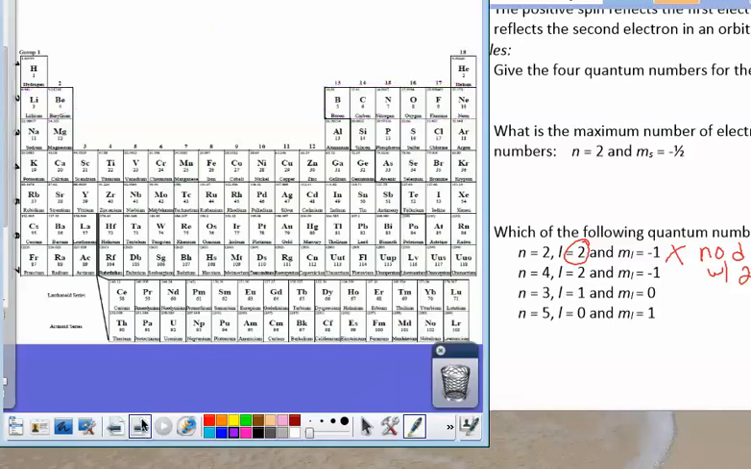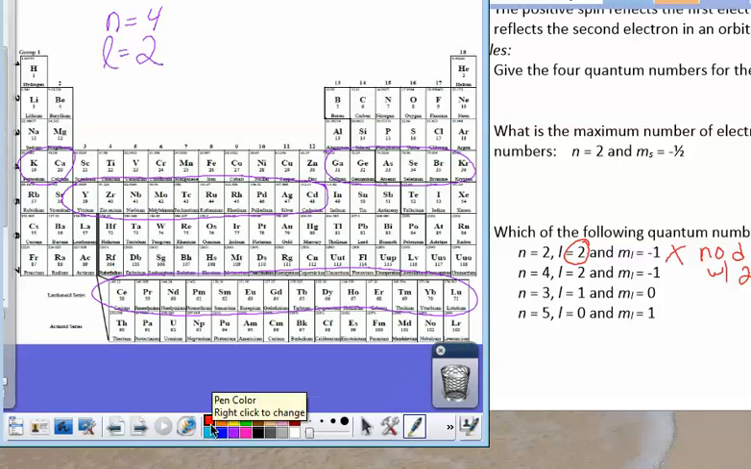So then let's take a look at the next one. We have n is equal to 4. So that's the 4th energy level. We do have to think about this a little bit. N is equal to 4, so there's several areas we could have. We could have the 4s, the 4p, the 4d, which is actually in the 5th period, or the 4f. We have lots of options here. So L is equal to 2, so that's telling me it's 4d. So it's going to be in here.